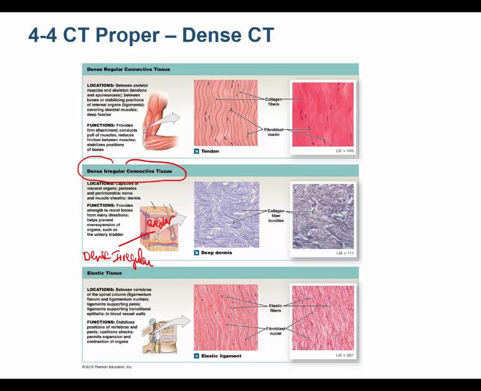So areolar is the top part of the dermis, what we call the papillary layer, and dense irregular is the bottom part of the dermis, and we call it the reticular layer. And yes, I know that's confusing. We call the bottom part of the dermis the reticular layer, and it's not reticular connective tissue, it's dense irregular connective tissue.